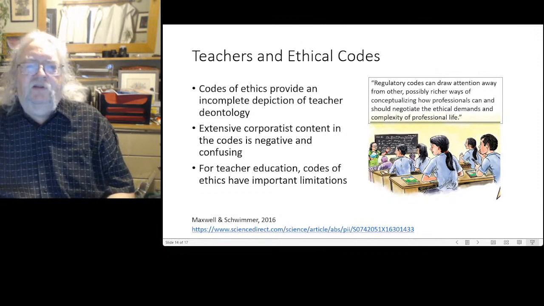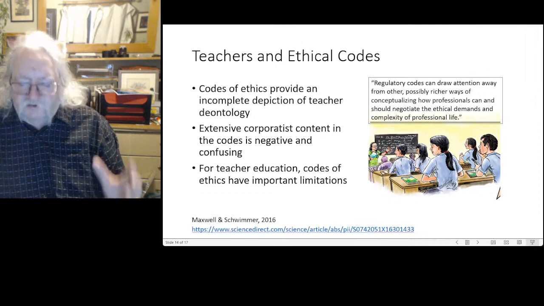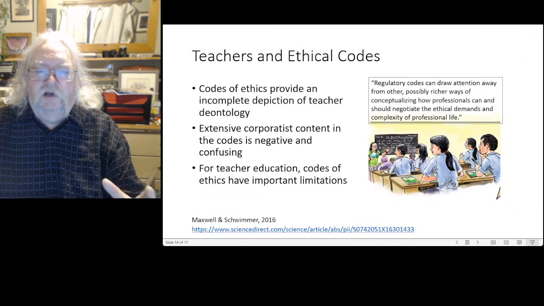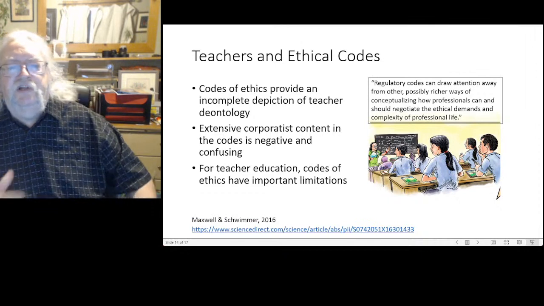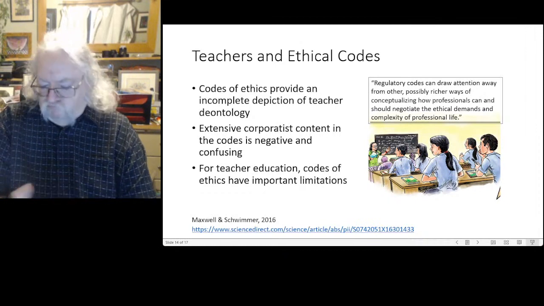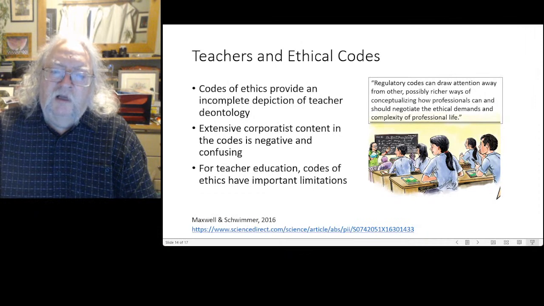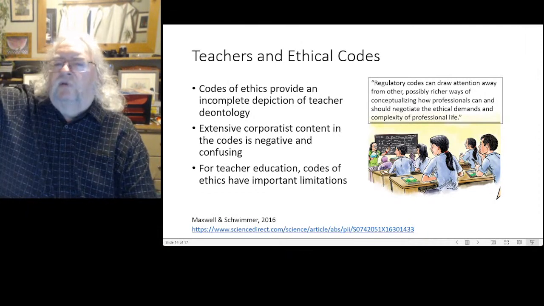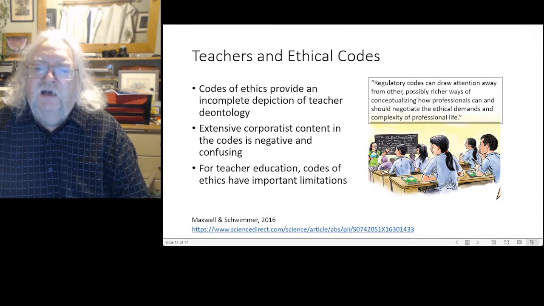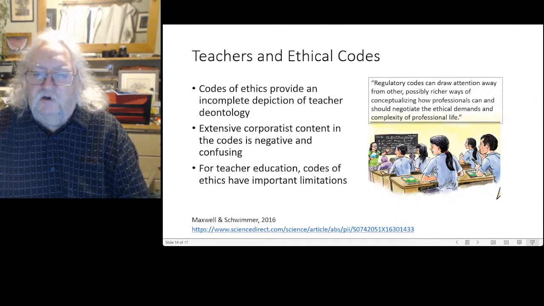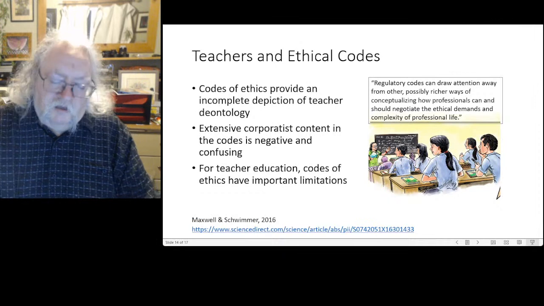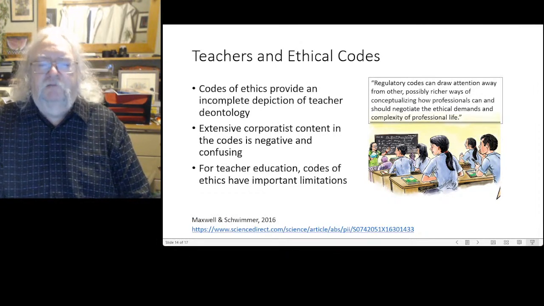So we have these codes of ethics, these standards of ethical practice defined within the scope of a profession. They argue that these codes of ethics provide an incomplete depiction of teacher deontology, an incomplete depiction of the rules that govern what a teacher should do. And they argue that this comes from the corporatist side, the management and administration of educational institutions. And they say the extensive corporatist content in these codes is negative and confusing. And again, there's a lot of discussion that we could have about that, which I won't cover here, but is certainly relevant.